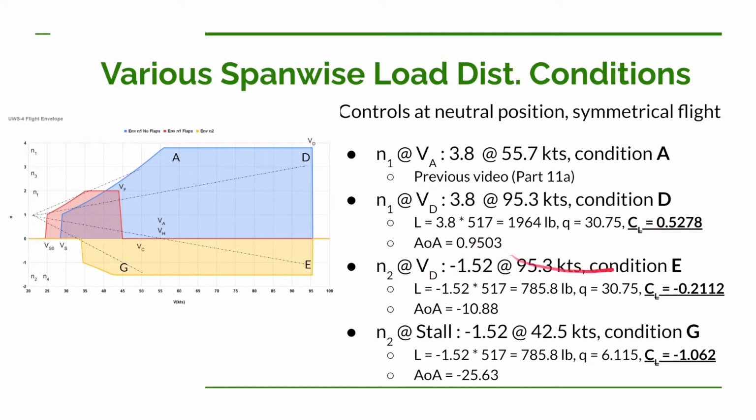And then I did the same sort of thing down here. So N2 is minus 1.52. V sub D, our design dive speed, is 95.3 knots. So our coefficient of lift there is negative 0.2. And then down here at condition G, our coefficient of lift is negative 1, and again there the angle of attack is minus 25.6. So let's take a look at this spanwise load distribution for all four of these conditions and see how they differ.